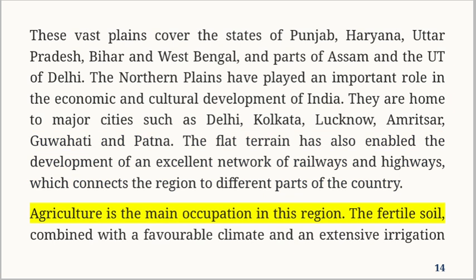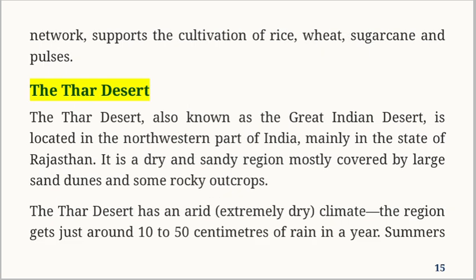Agriculture is the main occupation in this region. The fertile soil, combined with a favorable climate and an extensive irrigation network, supports the cultivation of rice, wheat, sugarcane, and pulses. The Thar Desert.